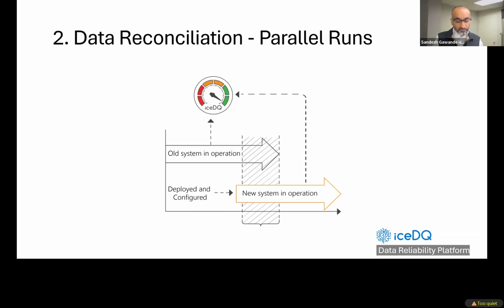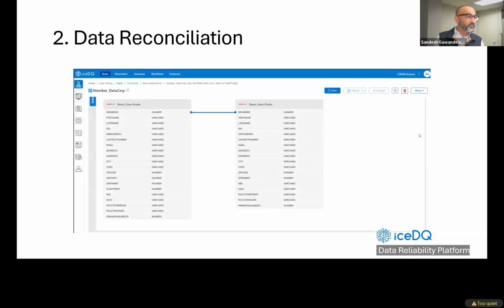And how do you test this? For example, if you look here, what is happening? In the source system, I have the members data here. All the systems are here. The table is here.